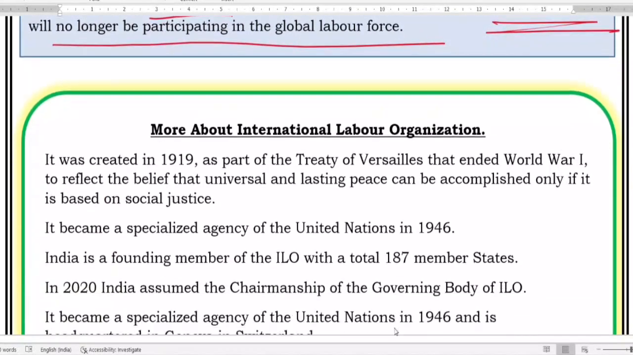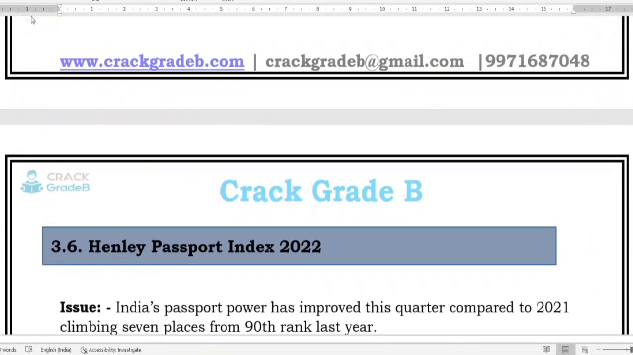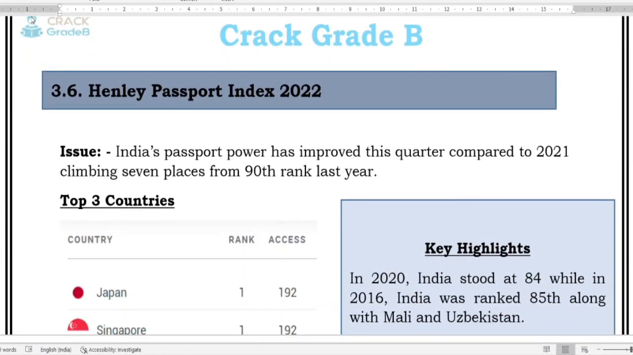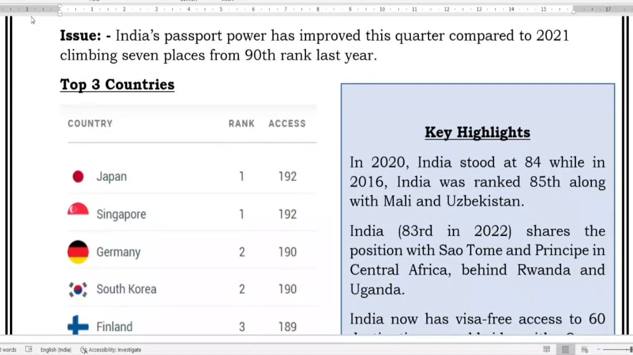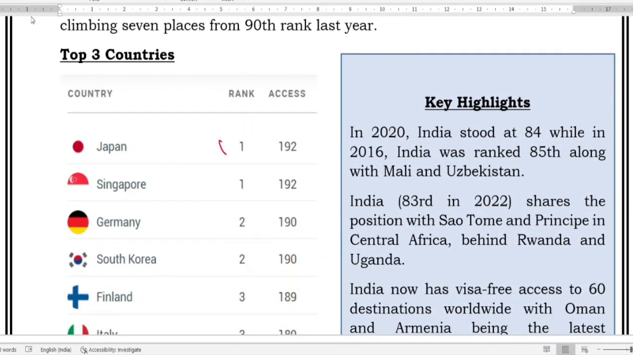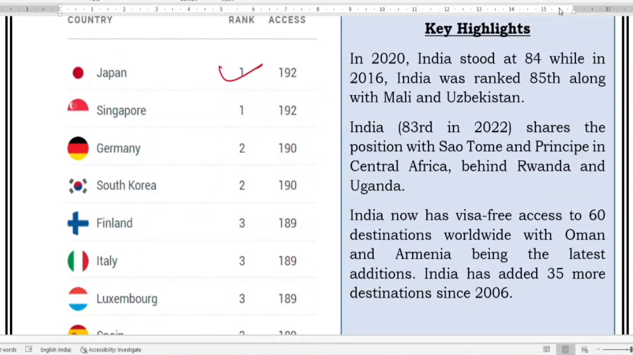Then more about the International Labour Organization. So you can read through our current affairs material. Then the Henley Passport Index. This is being given by Henley. Japan is at number one. These are the top 10 countries. What is the rank of India? In 2020, the rank of India is 84, while in 2016, India was ranked 85 along with Mali and Uzbekistan. So you can see the passport and how it is considered.